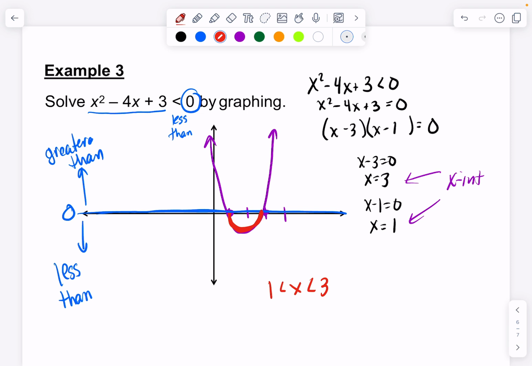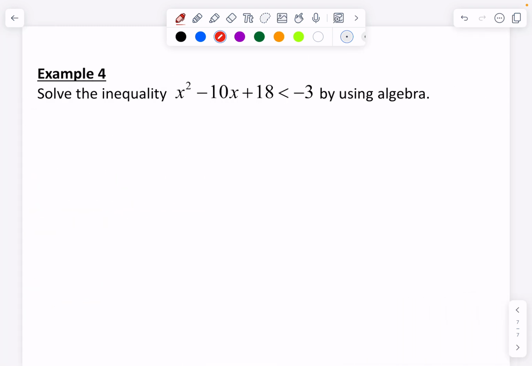And your answer is going to be an inequality. So that's how you would solve it if you like this graphing method, where you just get a quick sketch and then you figure out where am I above the x-axis or below the x-axis. Now solving this by using algebra. Similar steps: write it as an equation, get one side to 0.